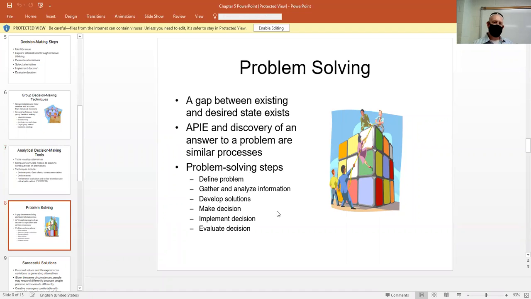Problem solving, there's a gap existing. There's a gap between existing and desired states in so many things.